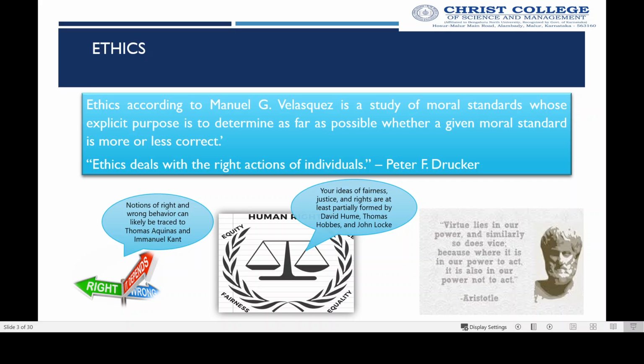That is one with too much positiveness to it. He is saying, even if you are forced to do wrong, you can't do it. That is what Immanuel Kant was telling all about. Then came something called equity, equality, fairness, integrity, all those words came up. And this idea of fairness, justice, and rights was partially formed by David Hume, Thomas Hobbes, and John Locke.